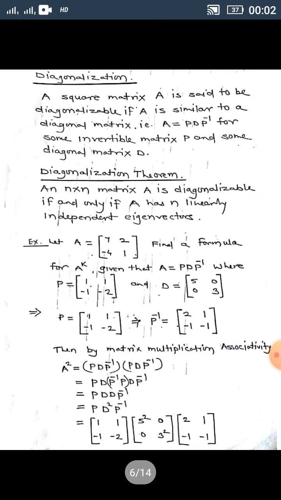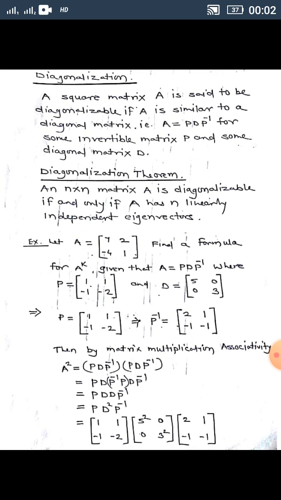Next, diagonalization. A square matrix A is said to be diagonalizable if A is similar to a diagonal matrix, that is A is equal to P D P inverse for some invertible matrix P and some diagonal matrix D. Students, a square matrix is a similar matrix if it has a diagonal matrix D and an invertible matrix P in such a way that A is equal to P D P inverse. This is the condition for similarity.